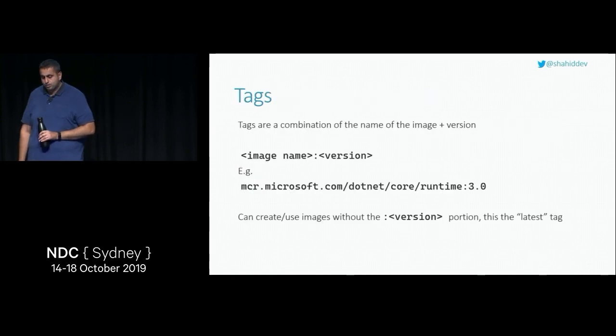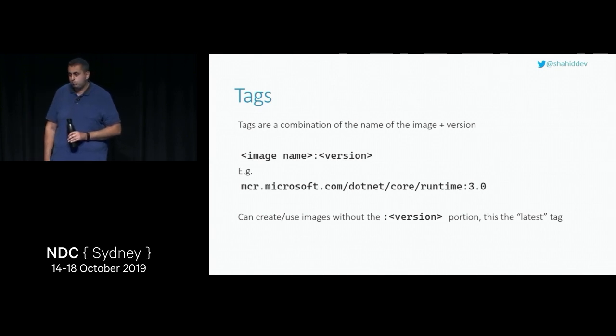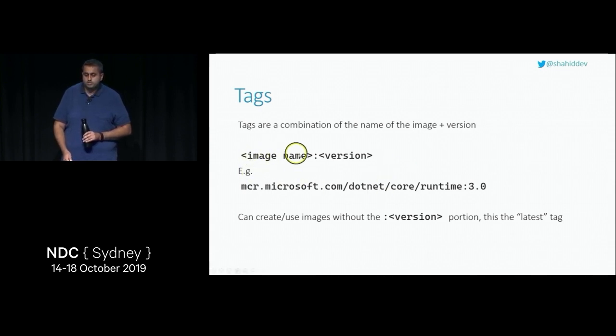So what are these tags I mentioned? Tags really are a combination of the name of the image plus a version. It can be a bit confusing when you use the tooling, because tags are sometimes referred to as the whole thing. But generally speaking, we would talk about tags as the bit after the colon. So for example, here in this Microsoft one, we have .NET Core runtime, and then the tag is version 3.